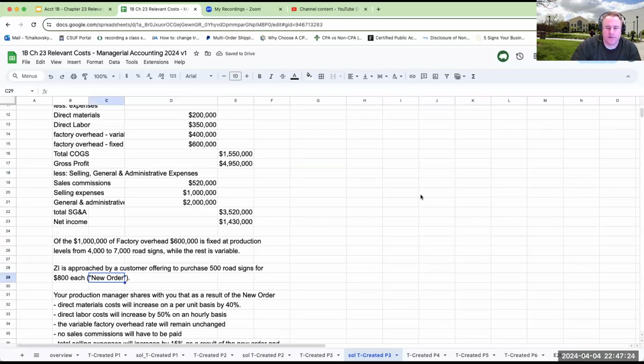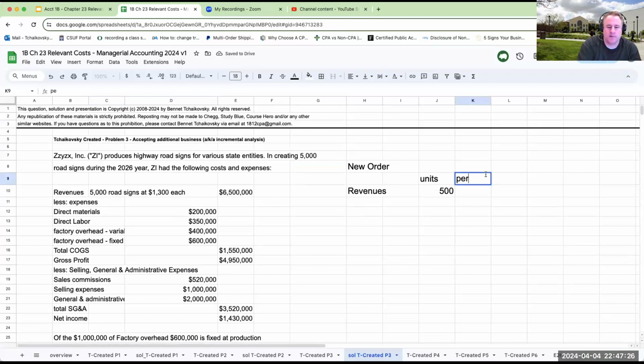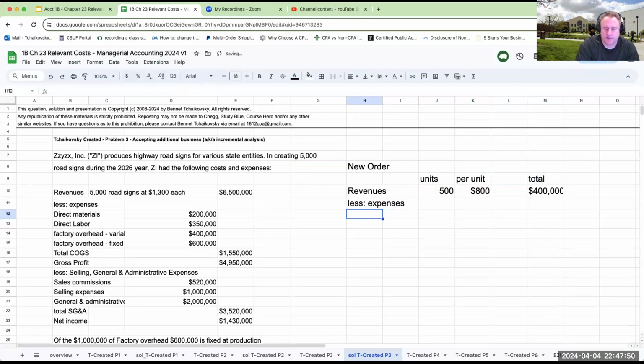I'm being offered to buy these. My per unit is at 800. So the total revenues as a result of getting this new business is going to be 400,000. So that's my revenues less my expenses.